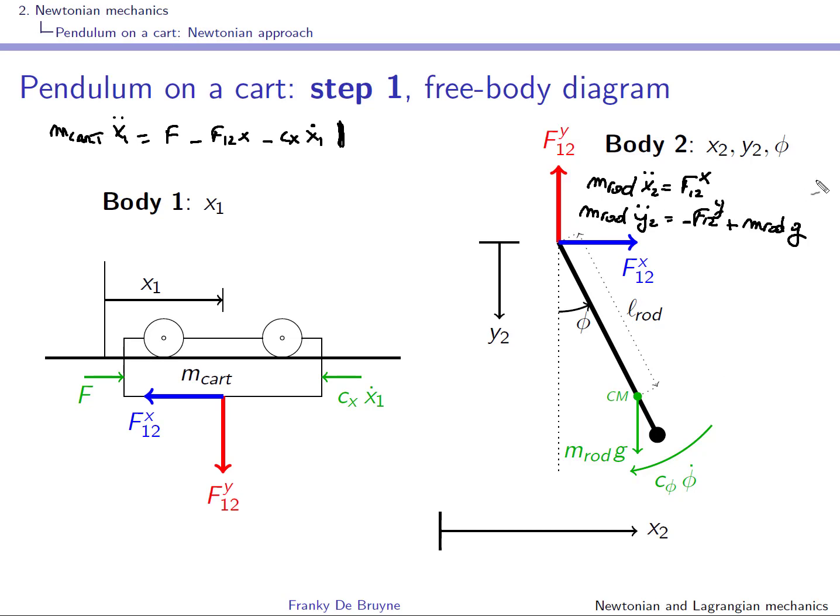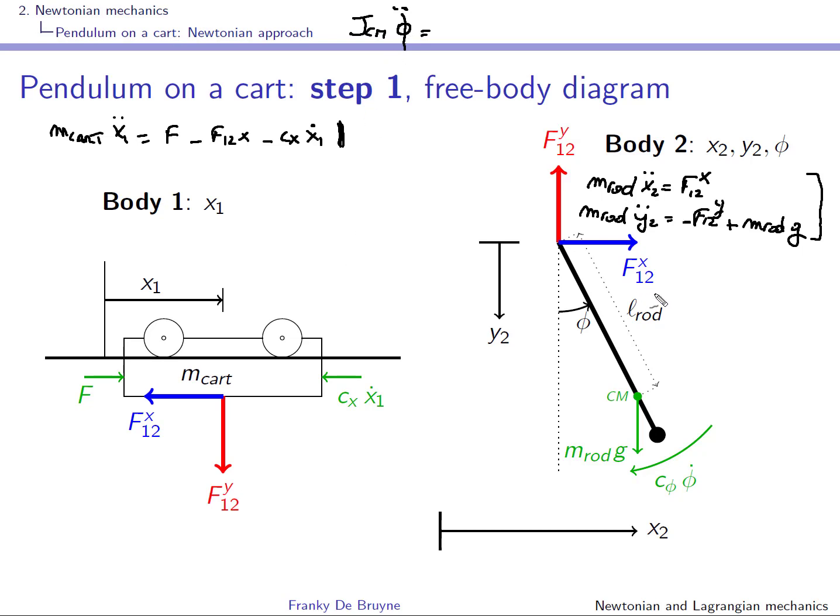Okay, so this is everything that has to do with translation, and now I need to write down the equation for rotation, right? Okay, so I'll write it up here. I have to find some space. So we'll take the moment of inertia and we'll call it I_CM for center of mass times the double derivative of phi, and now I have to write the net torque.